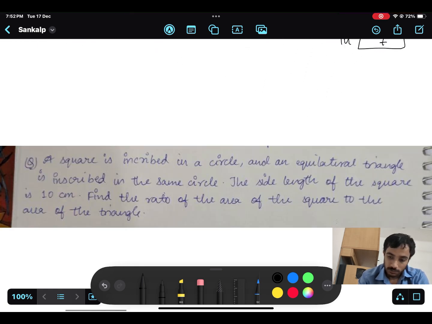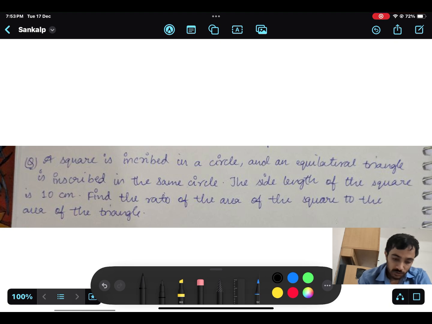Our next question is from geometry. It is given that a square is inscribed in a circle and an equilateral triangle is inscribed in the same circle. The side length of the square is 10 centimeter, and we have to find the ratio of area of square to that of the triangle.